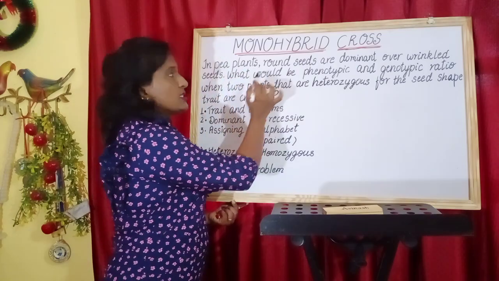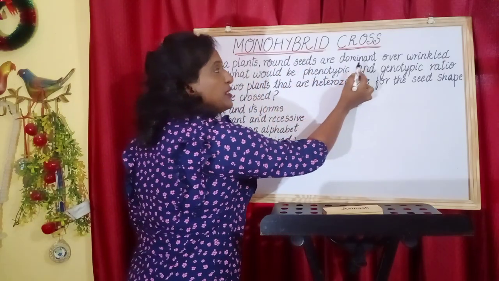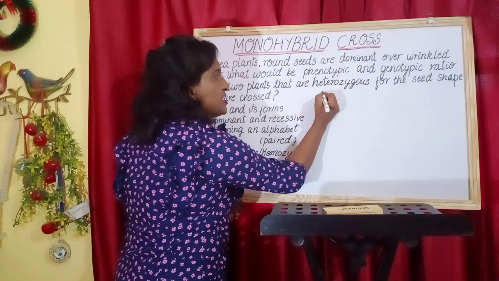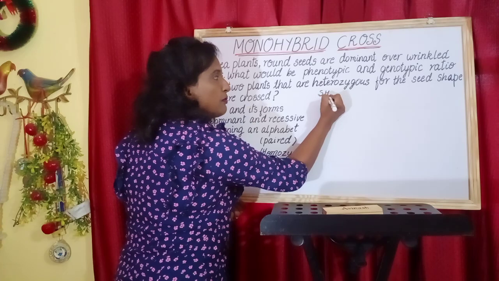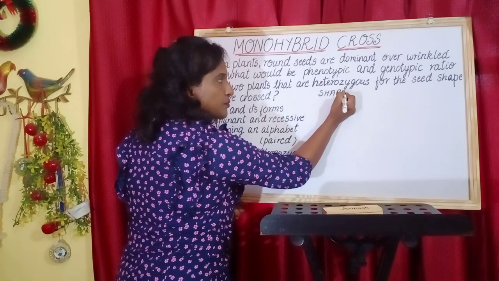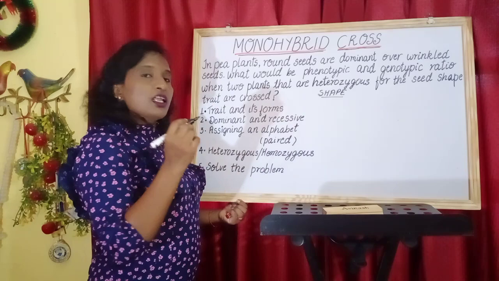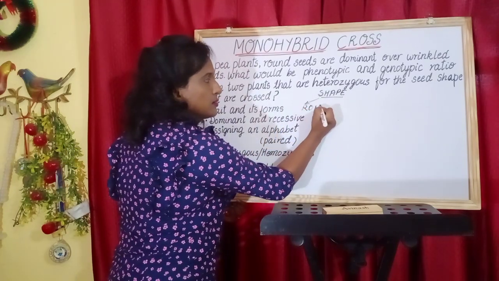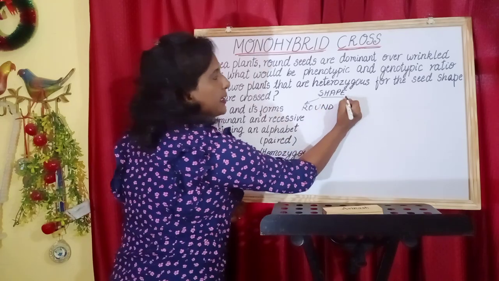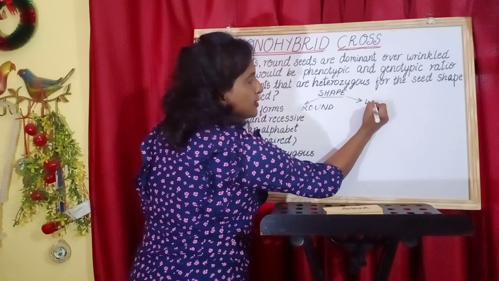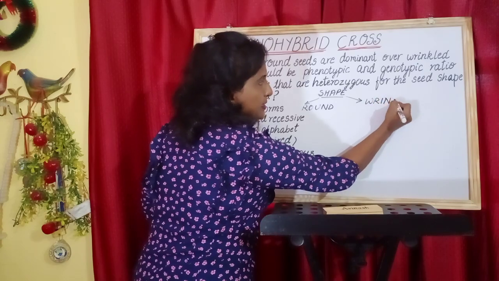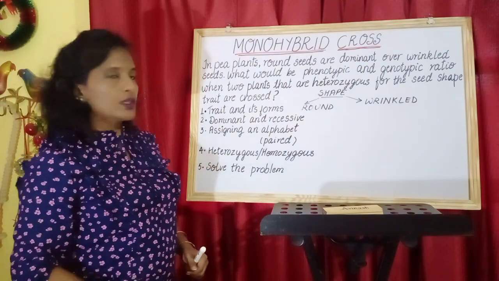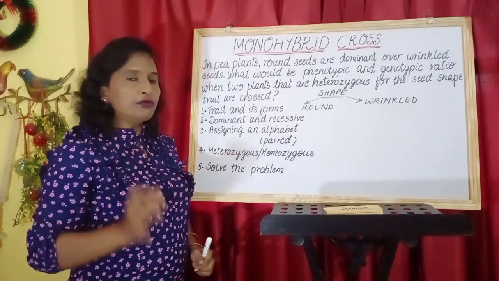So we'll see which is the trait which is mentioned in this problem. In pea plants, round seeds are dominant over wrinkled seeds. So the trait here is shape of the seeds. Now which are the two forms? They are round and the other form is wrinkled. Right? So we have got the trait and two forms.